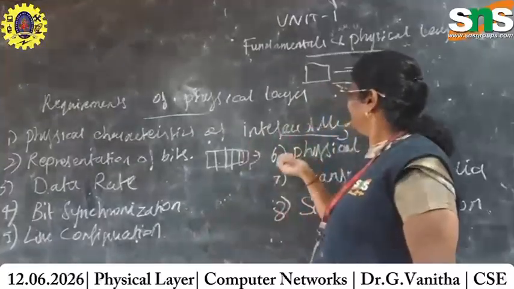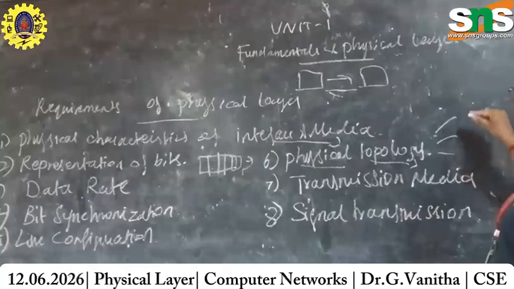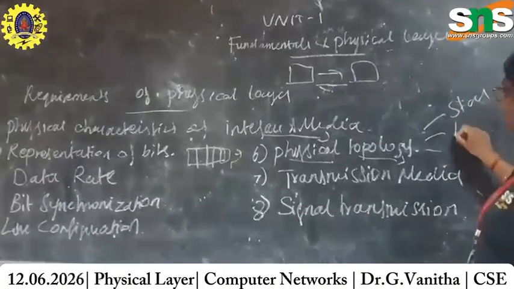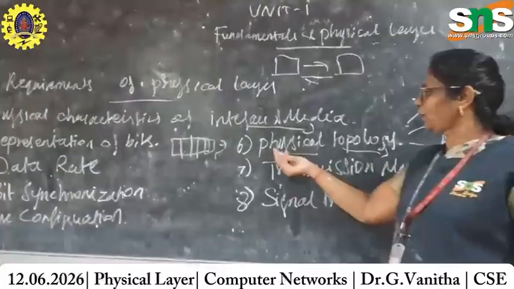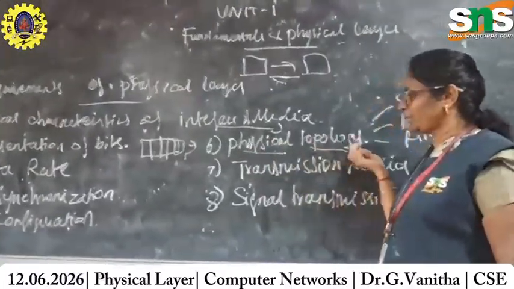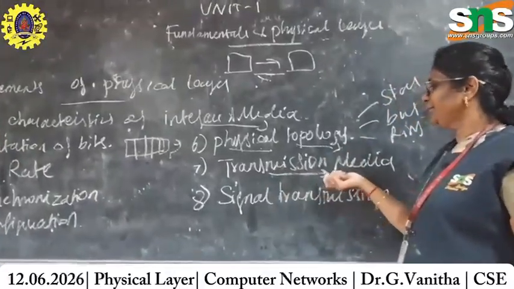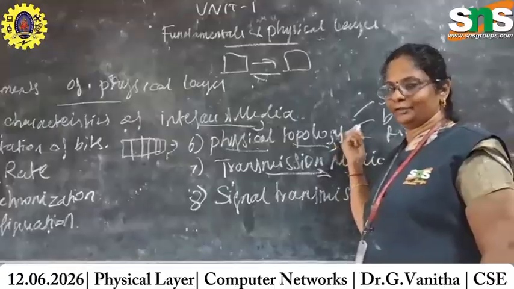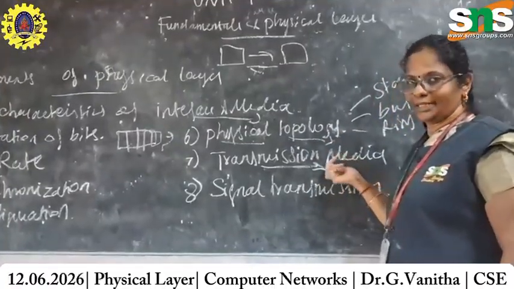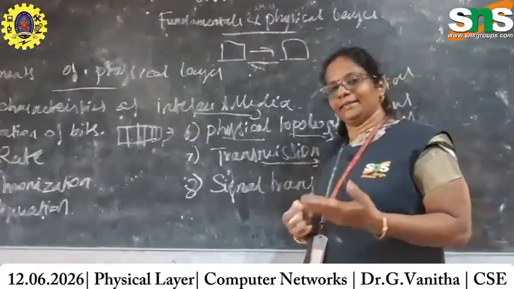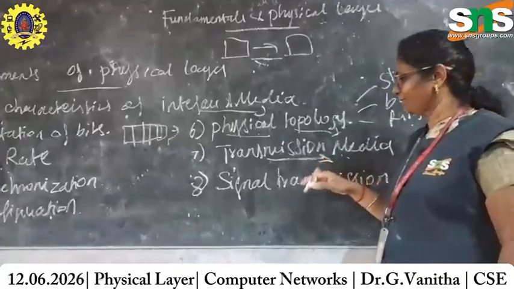After that, physical topologies. Topologies may vary in many types: star topology, bus topology, ring topology. So we have to decide on the physical topology to transfer the data from source to destination. Then transmission media. After deciding our topology, we have to transfer the data from source to destination through the transmission media. That may be anything, and we have to decide it.